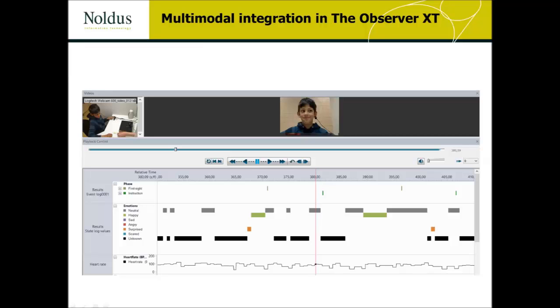With the advanced analysis functions of the Observer XT, you can analyze the multimodal data in relation to the manually coded events. For instance, calculate the average heart rate and the average intensity of the facial expression discussed in the 5-second interval after the test participant was asked to eat a food product, which prior to the test he indicated to dislike.